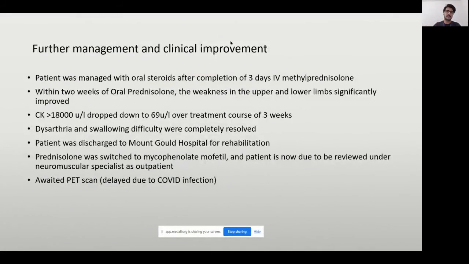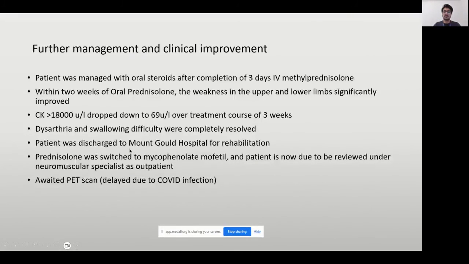Now, what we did after that, we did all these investigations. We realized that there's no antibody that is positive, but this gentleman is still declining, and he has got muscle loss and bulbar symptoms. We started steroids, and the CK started improving. So we managed him with oral steroids after completion of 3 days of IV steroids. We gave oral steroids for 2 weeks. His CK significantly improved from 18,000 to 69 over the treatment course of 3 weeks. His dysarthria and swallowing difficulty completely resolved.